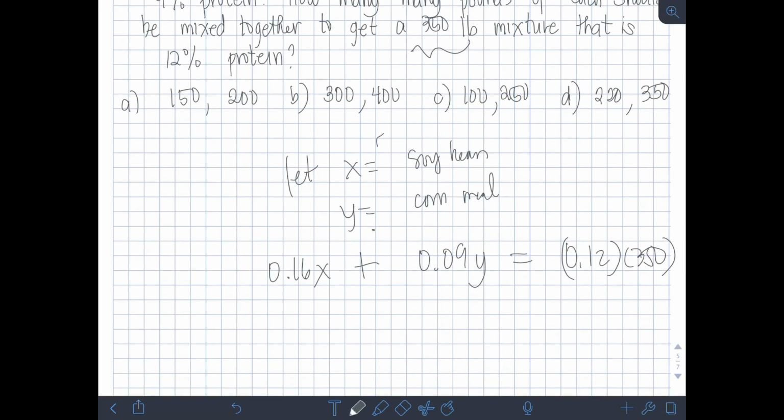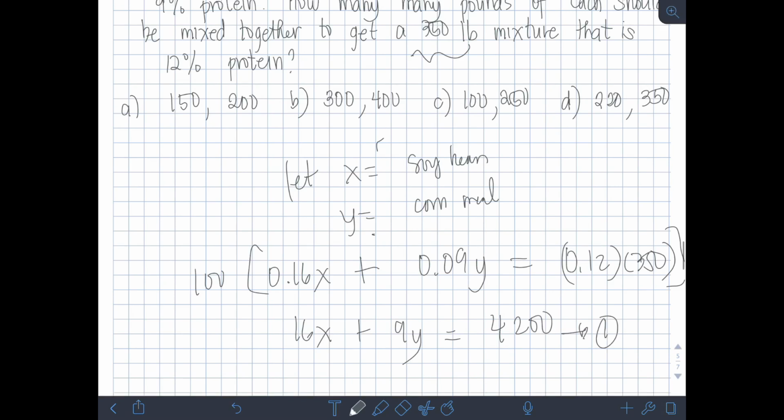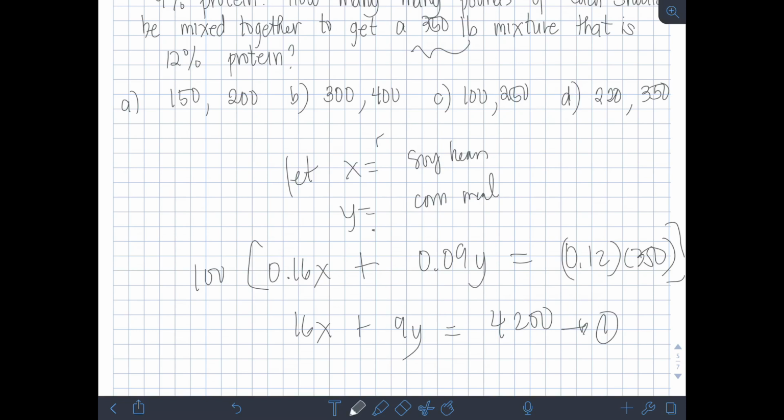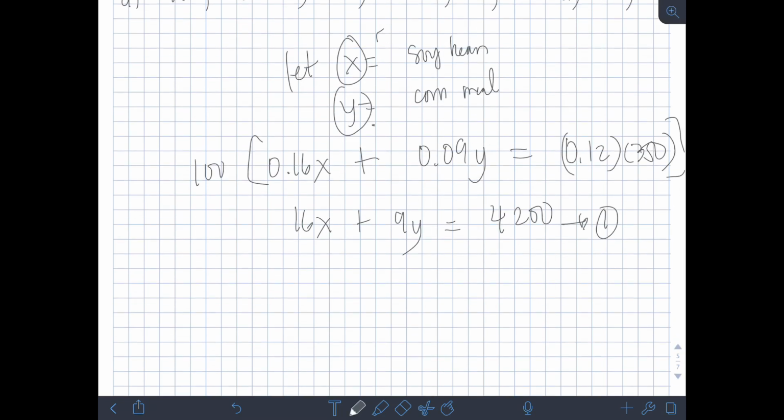Okay? So multiply na lang natin to both sides by 100. So magiging 16x plus 9y is equal to 12 times 350 is 4,200. Equation 1. And then yung equation 2, add lang natin yung total amount nung x sa y pag kinombine. Diba dapat 350? So, x plus y is equal to 350. Equation 2. So, solve natin tong systems of equation in x at y using calculator.